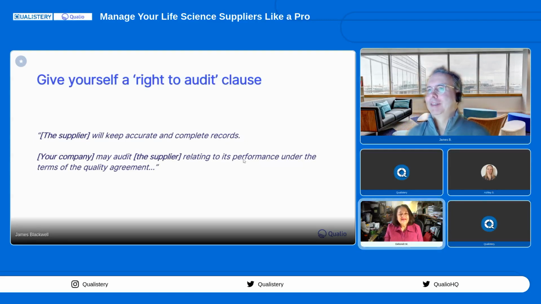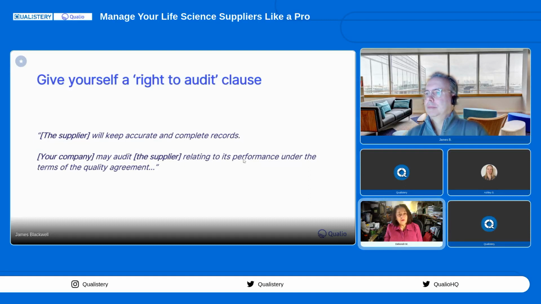Okay. So give yourself the right to audit clause. In the second line there, it says your company may audit the supplier. I would be more adamant than that. I would say you will audit the supplier. If you don't, that's fine. But that word "may" can cause confusion and debate where it doesn't need to.